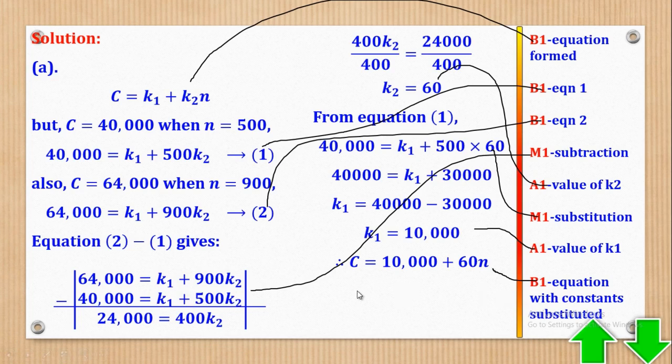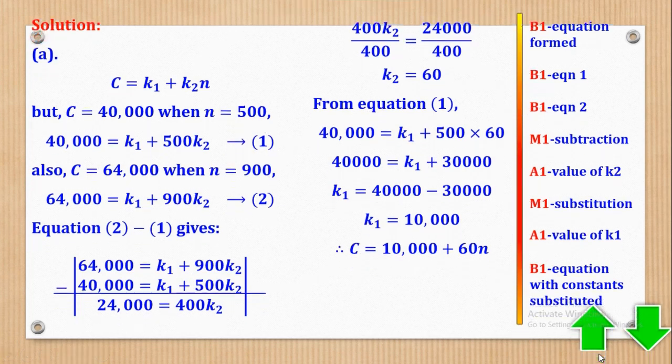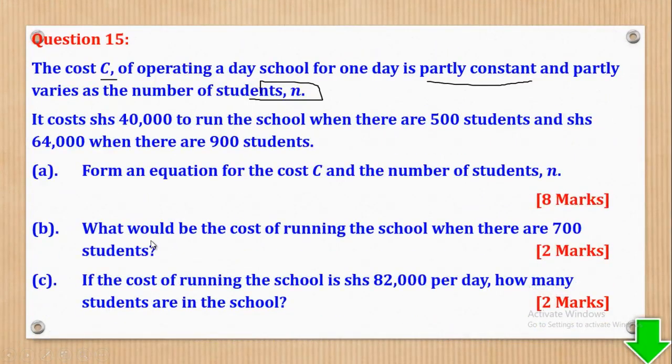Now that we have got the equation relating C and N, we can go ahead and answer parts B and C. In part B, they asked, what would be the cost of running a school when there are 700 students? In other words, they want the value of C when N is 700. In part C, they said, if the cost of running a school is shillings 82,000 per day, how many students are there in the school? That means they want the value of N when C is 82,000. So let's do those two parts.